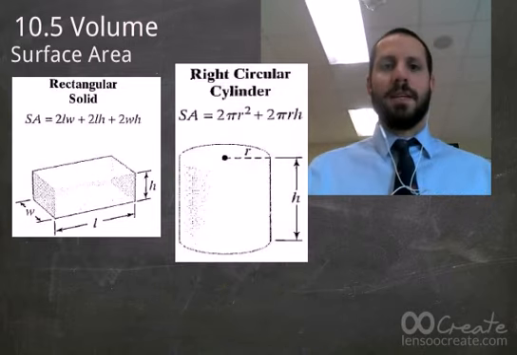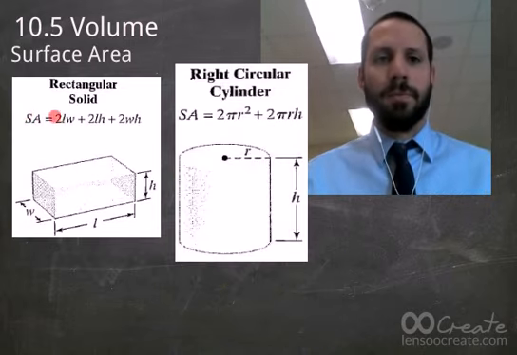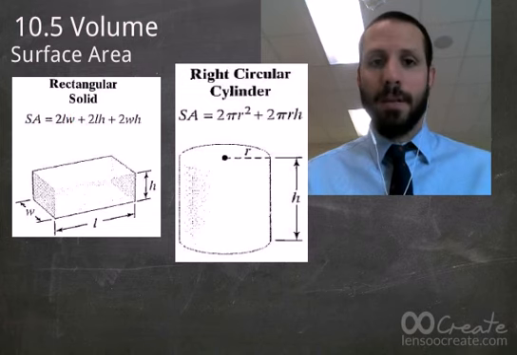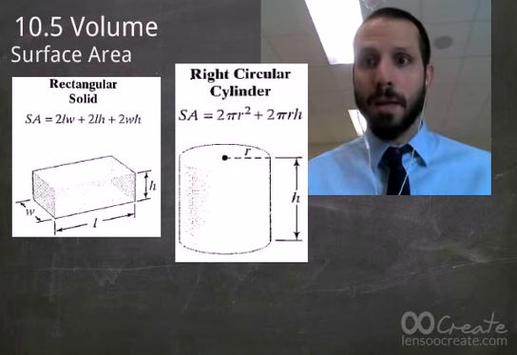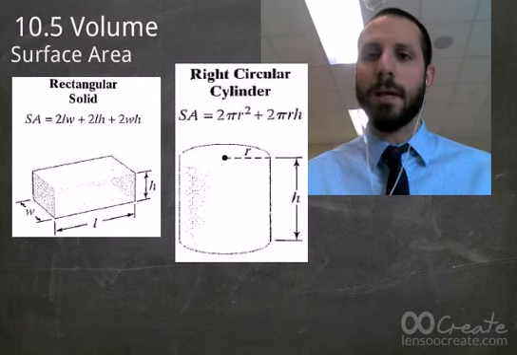And 2 more formulas to get in there. This is the one we just looked at in pen. Here it is written, typed out for us. So the surface area of a rectangular solid is 2LW plus 2LH plus 2WH. That's going to give us the wrapping paper we need to wrap up this box.